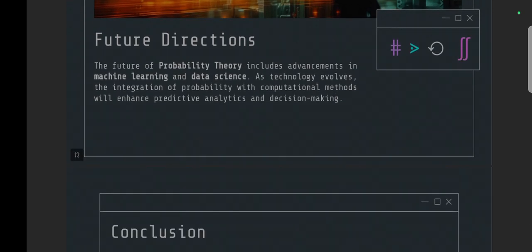Future directions. The future direction of probability theory and its application is likely to be shaped by several emerging trends and developments. Here are some key areas to watch: integration with machine learning and AI, big data analytics, probabilistic programming, complex system modeling, inference, ethics and fairness, interdisciplinary collaboration, real time decision making, and educational advances.